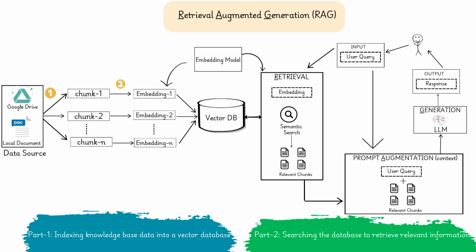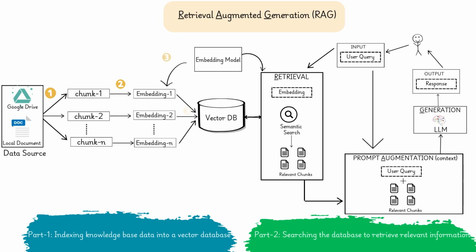Step 2. Chunk the data. Large language models have a limited context window and can't process entire datasets at once. Chunking helps LLMs understand the context of each piece of information, which improves the accuracy of their responses.